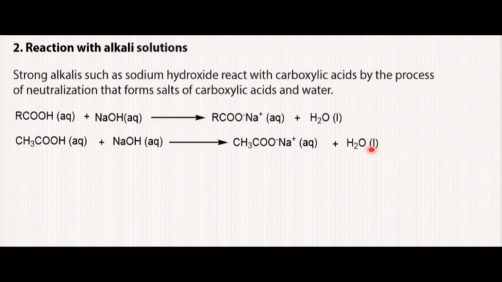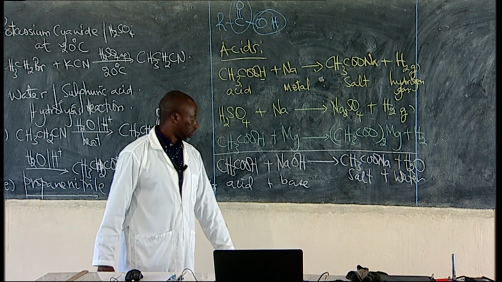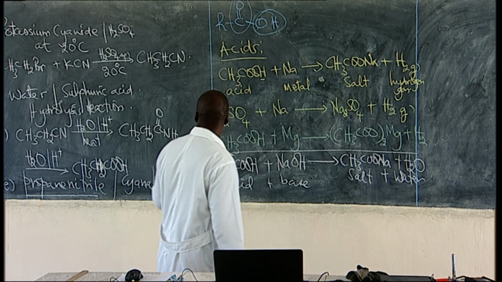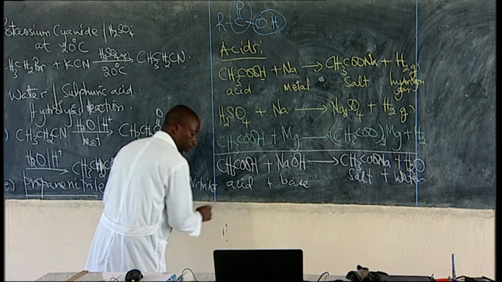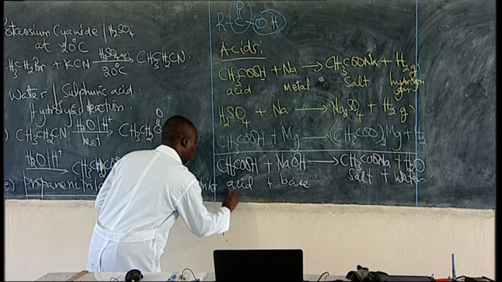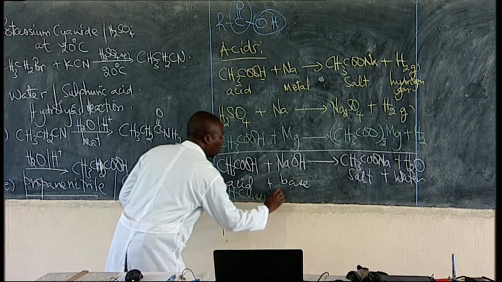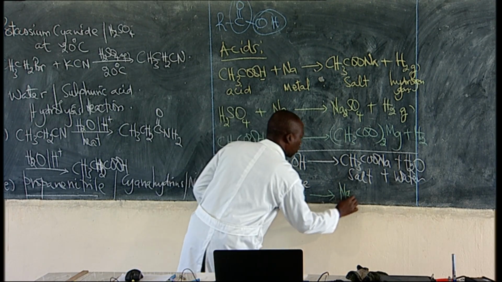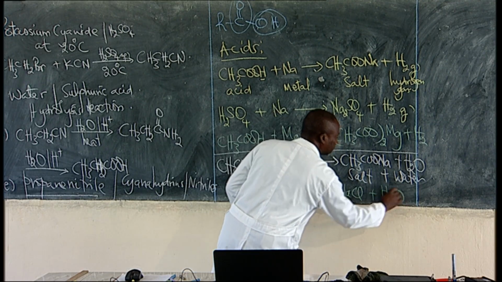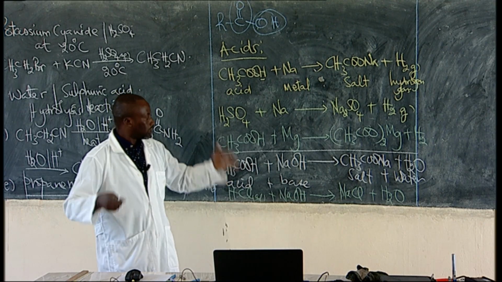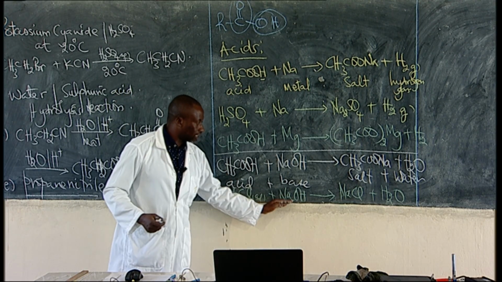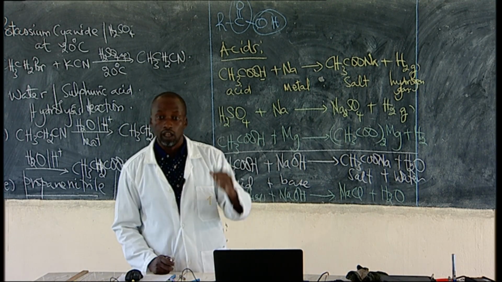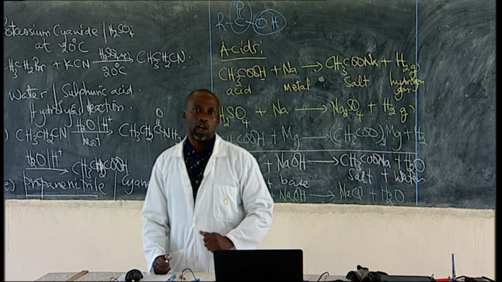Think of any other mineral acid. We used sulfuric acid. Let's use another, maybe hydrochloric acid reacting with sodium hydroxide. This gives sodium chloride plus water. The reaction is similar, acids and bases. So in this case, carboxylic acid, which is an organic acid, is behaving like other mineral acids.